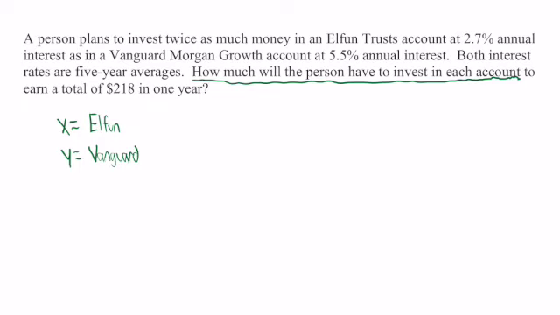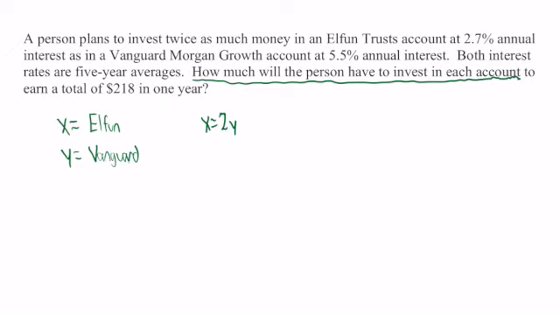So the first sentence says they plan to invest twice as much money in the Elfin account as in the Vanguard account. So X needs to be twice as much as Y. The way to write that in an equation would be to say X equals 2 times Y.